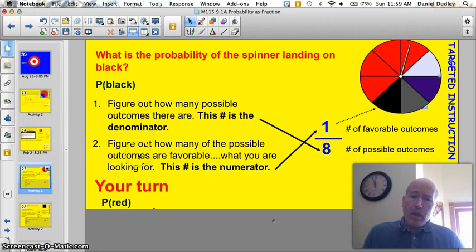Okay, so you put the denominator, the possible number of outcomes here. Figure out how many of the possible outcomes are favorable. That becomes the numerator up on top. So there's 1 chance out of 8. Is this in simplest form? Yes. Whenever you have a 1 on top, you're in simplest form.